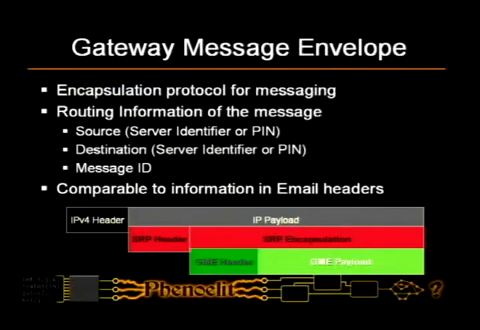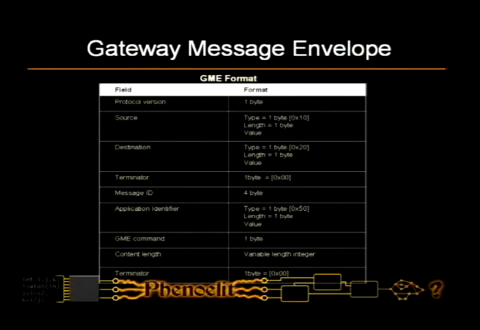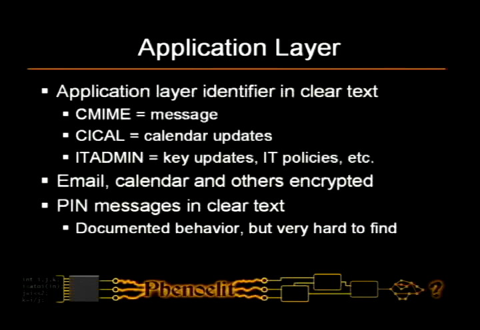Then you have, like in the SRP, the gateway message envelope, which is actually used for sending messages. And it includes the message routing information, pretty much like SMTP, where the email includes the routing information, which is sender and recipient and the message ID. Here's the format. Let's skip that. And then you have application layer identification. It's going to tell you in clear text if it's CMIME, which means it's an email message, CCAL is calendar updates, IT admin obviously is IT admin messages.